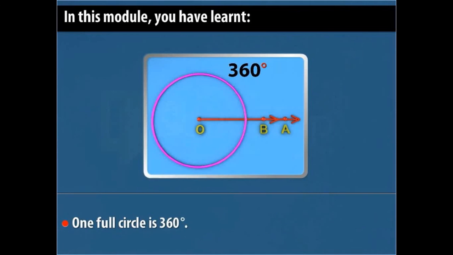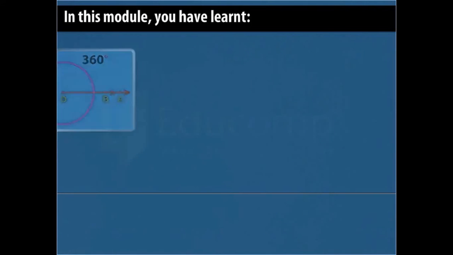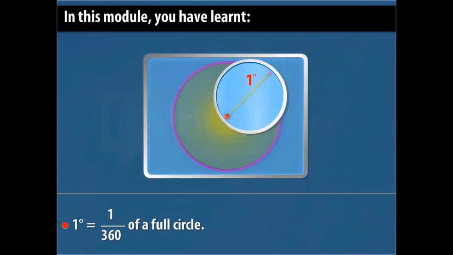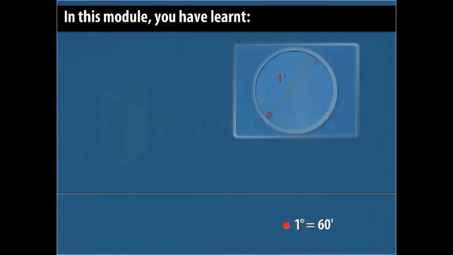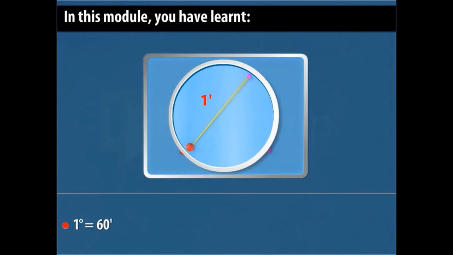One full circle is 360 degrees. 1 degree is equal to 1 part of 360 equal parts of a full circle. 1 degree is equal to 60 minutes. 1 minute is equal to 60 seconds.